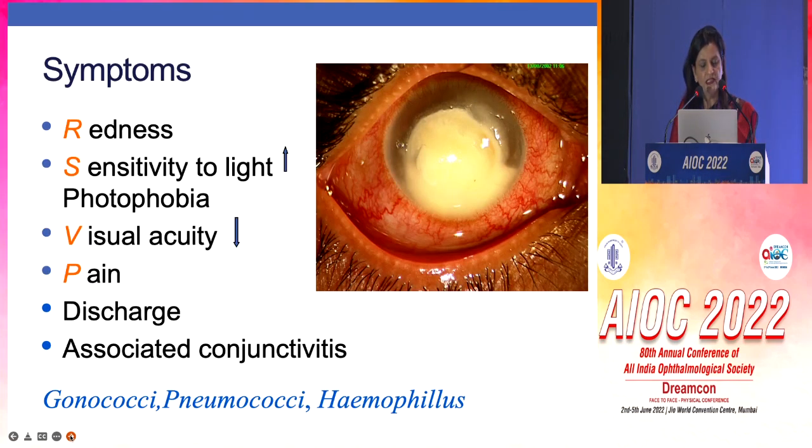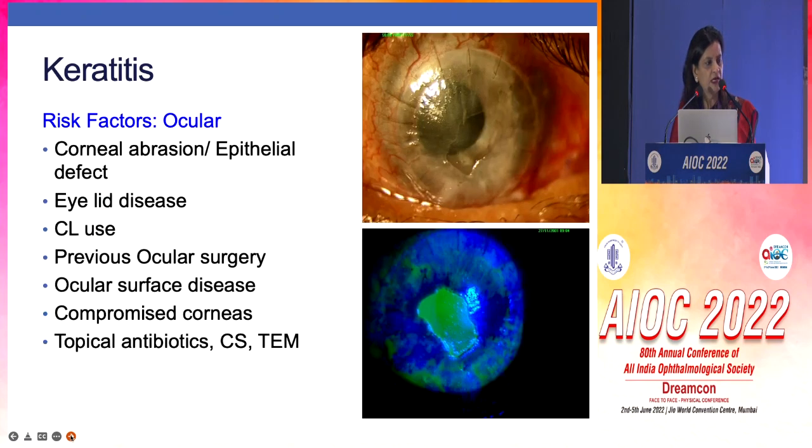Symptoms we all are aware of: redness, sensitivity to light which is increased, visual acuity which is decreased, pain, discharge, associated conjunctivitis. And whenever associated conjunctivitis is present, it could be due to gonococci, pneumococci, or haemophilus. So this is what should be kept in mind.